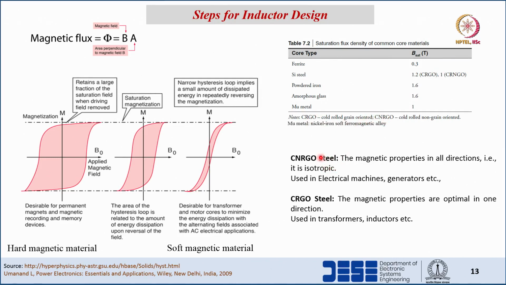Generally we utilize this type of material in transformers, where the magnetic domain properties are aligned in one particular direction, whereas in CRNGO, cold rolled non grain oriented steel, the magnetic domains or magnetic properties are aligned in all directions. We utilize CRNGO steel in electrical machines and generators.